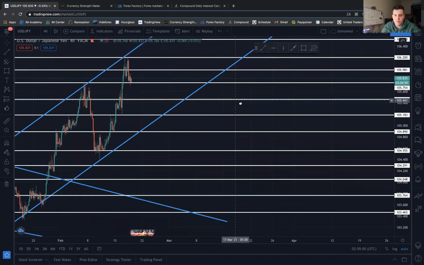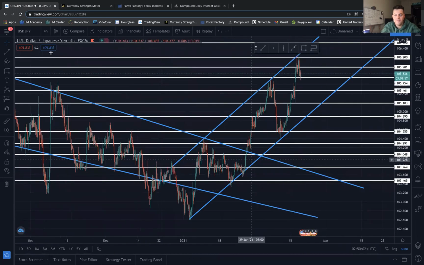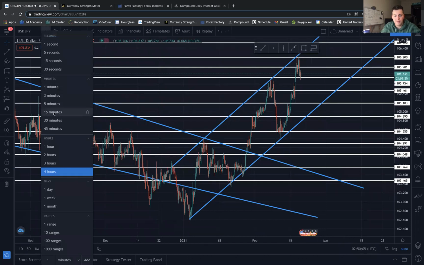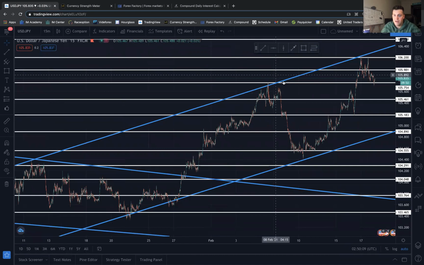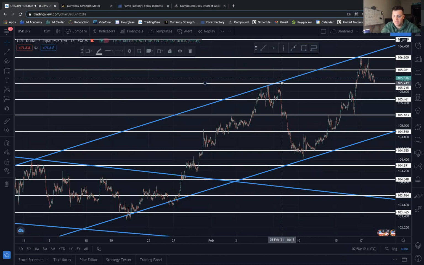All right, guys. So remember, we're on the 4-hour chart. So what we're going to do now is bring this puppy to the 15-minute chart. Okay, we're going to bring this to the 15-minute chart. And now you can really see where it's bouncing off of certain areas.